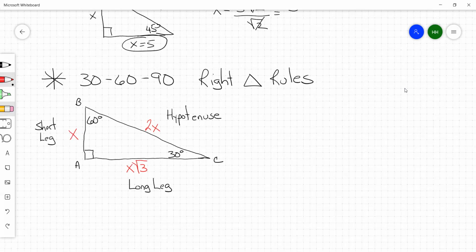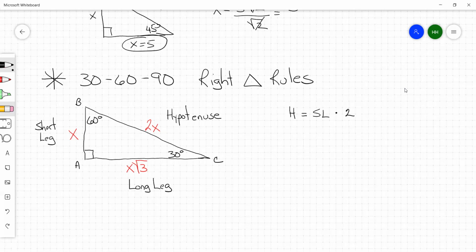So this has been a little bit helpful in the past. All right. We're going to say hypotenuse is equal to short leg times 2. Make sense?